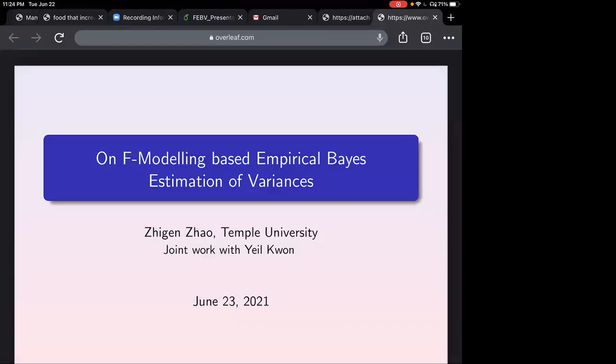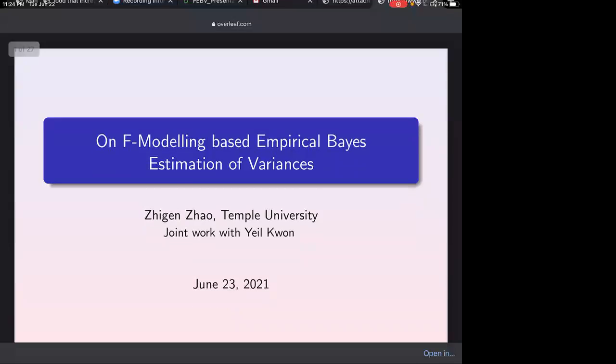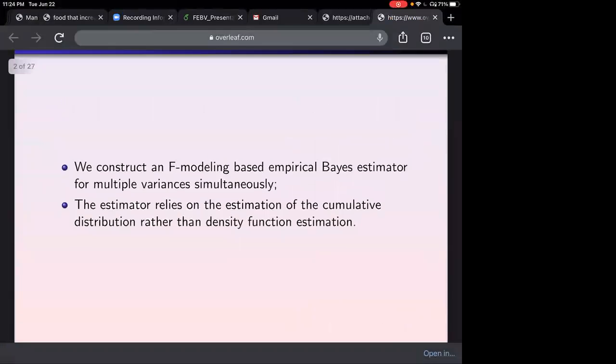Hello. So today I'm going to share with you my recent research with my former student Yeo Kwan. And the title is on the F modeling based empirical Bayes estimation of the variances. Okay. So this is the key message.